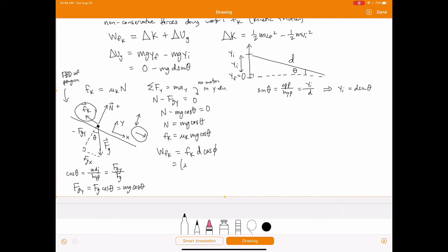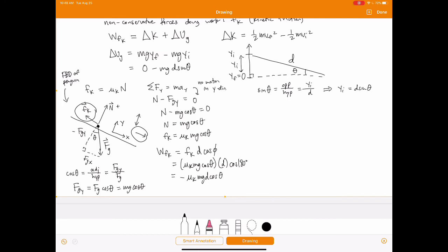Our force is mu k mg cos theta. Distance, just leave it as d, and then we have cosine of 180. Cosine of 180 just brings out a negative sign. So we have minus mu k mg times d times cosine of theta. That's the work done by friction.